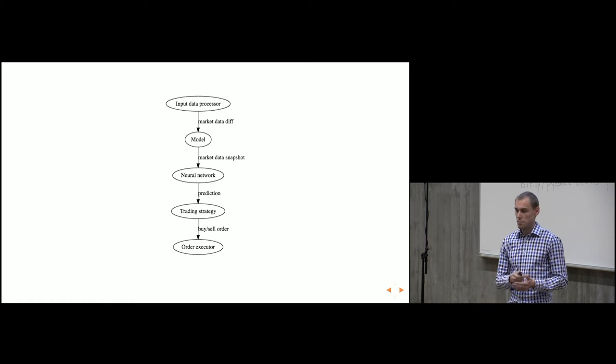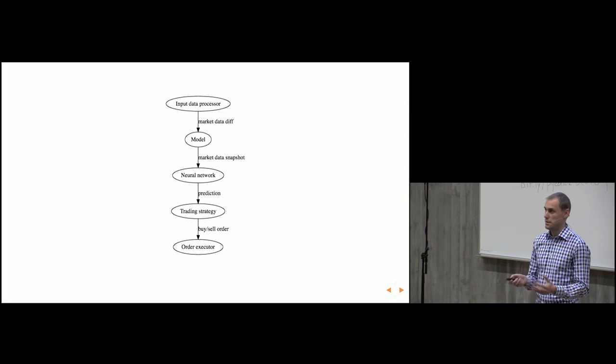Then the next component would be a model. That's in the MVC sense. So it collects these incremental updates and creates state snapshots of what the market looked like at any particular instant of time. And then it again publishes this data to the rest of the system.